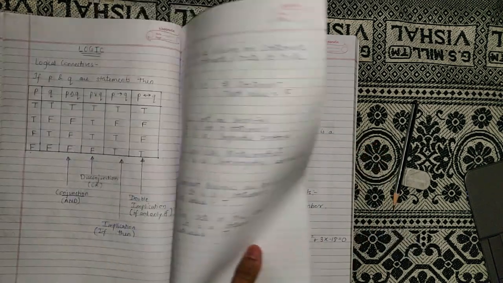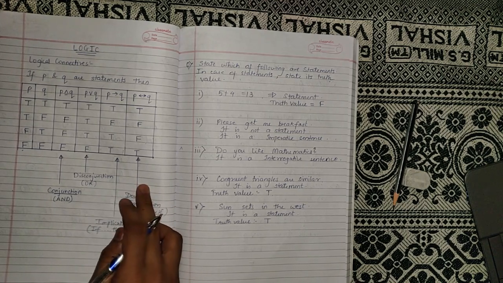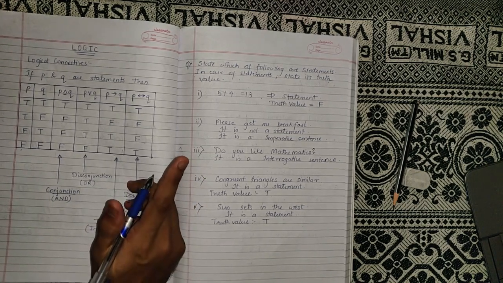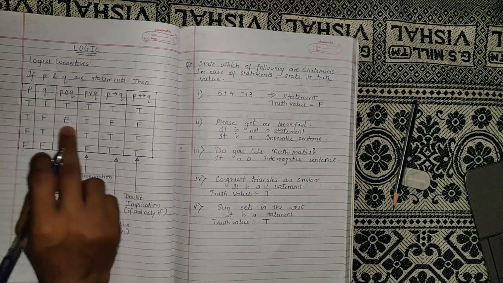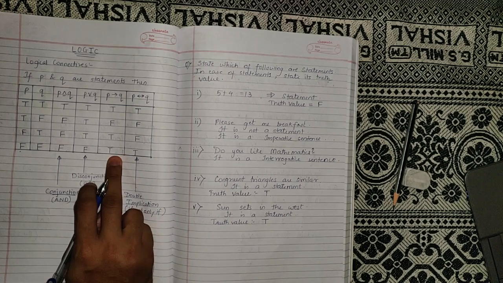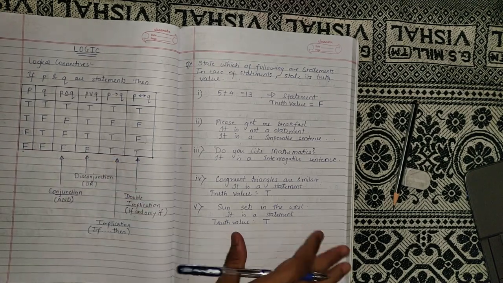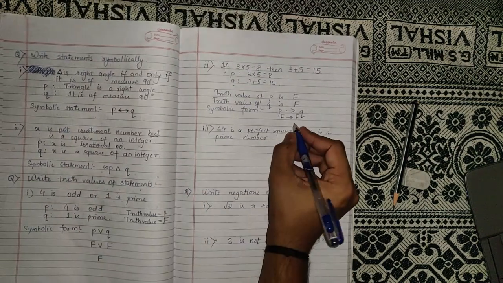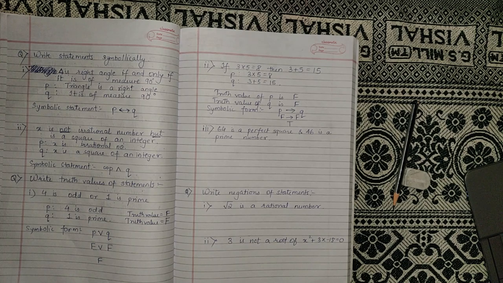Now if you go to the table, in implication we have only one result to remember: if P is true and Q is false, then it is false, and the rest are true. So in the case of both false, we have a true statement. That means it has a truth value of T.